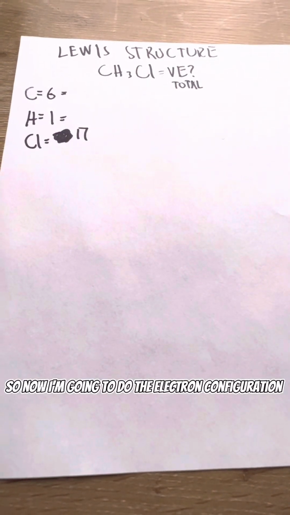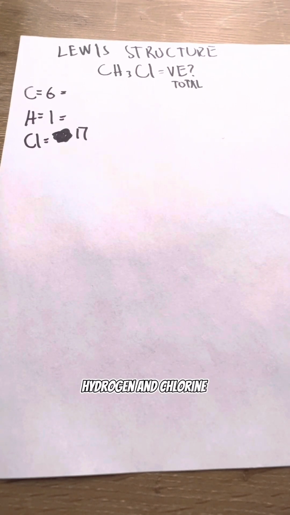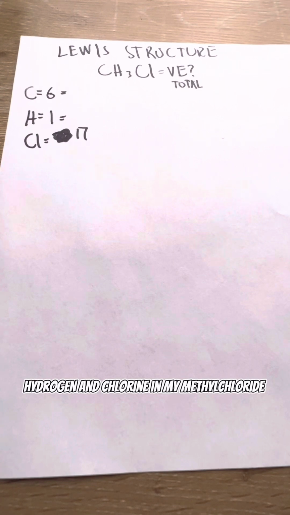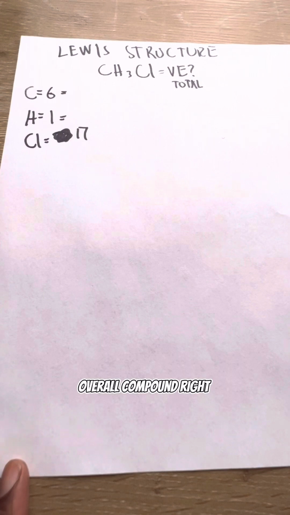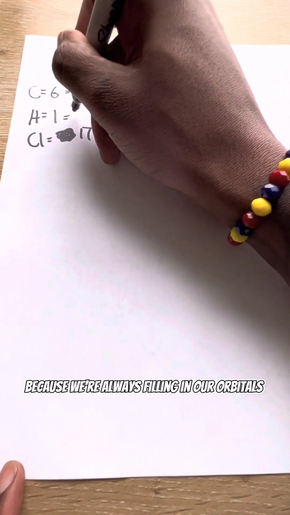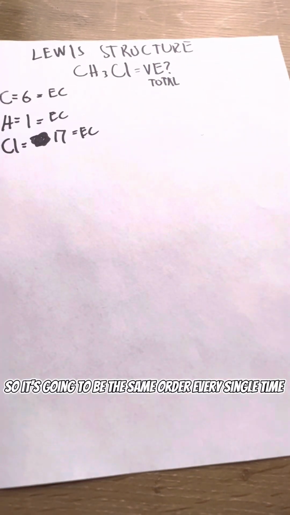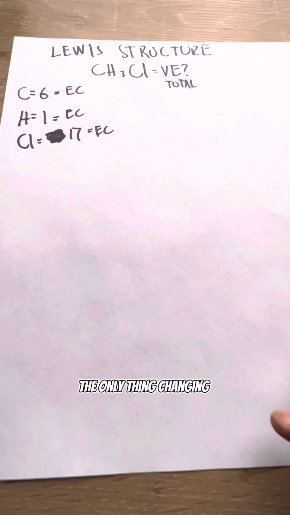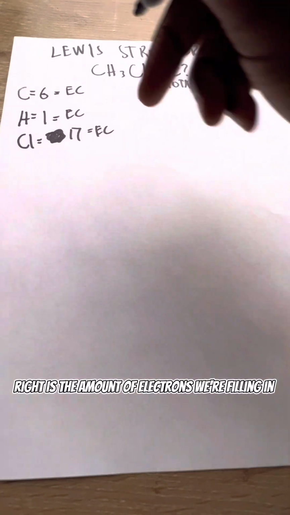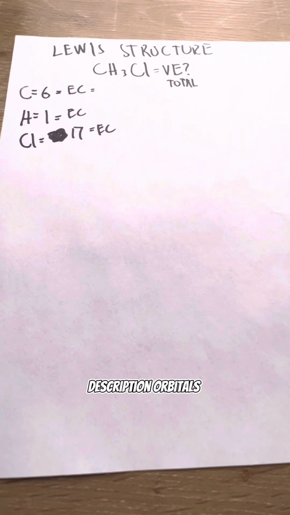So now I'm going to do the electron configuration for these particular elements. The reason why it's carbon, hydrogen, and chlorine is because I have a carbon, hydrogen, and chlorine in my methyl chloride overall compound, right? So if y'all remember, electron configuration is always the same thing, right? Because we're always filling in our orbitals. So it's going to be the same order every single time. That's not going to change. The only thing changing, right, is the amount of electrons we're filling in those orbitals, right? Because that's what electron configuration is, the description of orbitals.